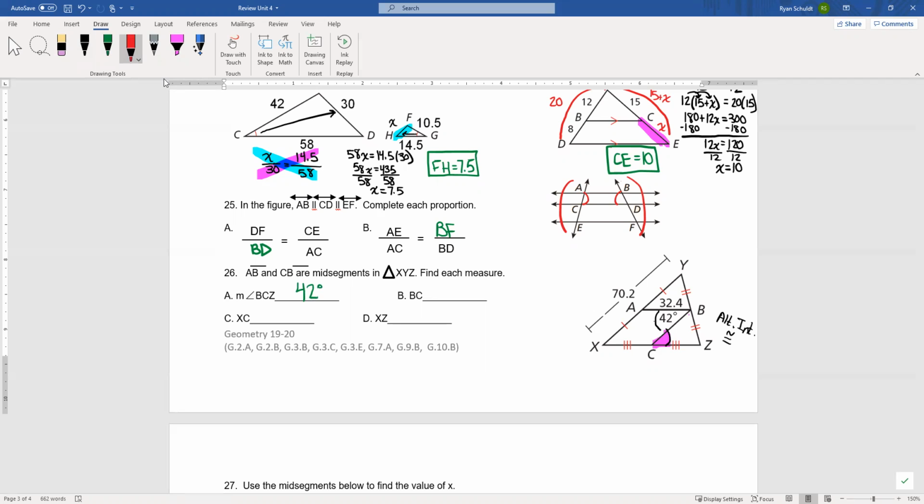Next, they ask about BC. Well, BC is this mid-segment right here. It's a mid-segment. How do I go from the side that's parallel to it to the mid-segment? Gotta divide by 2. So 70.2 divided by 2 is 35.1. That's it. That's all BC is. BC is 35.1.